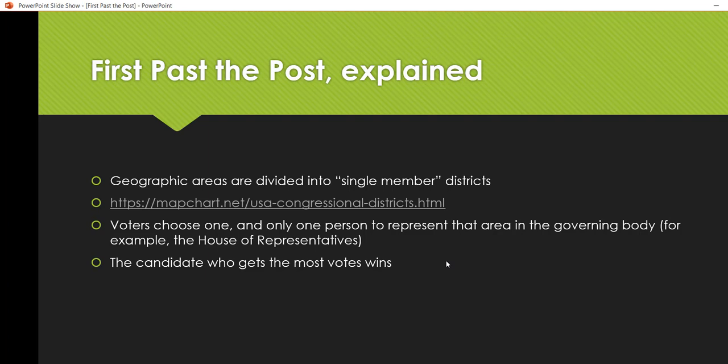When there are only two candidates running, say a Democrat and a Republican, then the person who wins will get 50% or more of the vote. If there are more than two candidates running, say there's a Republican, a Democrat, and a Green Party candidate running, then a candidate can win the office without getting 50% of the vote. And I'll talk about that as one of the disadvantages of this system in just a minute.